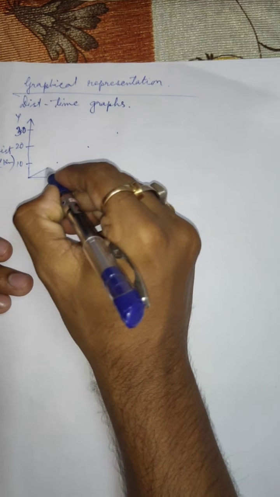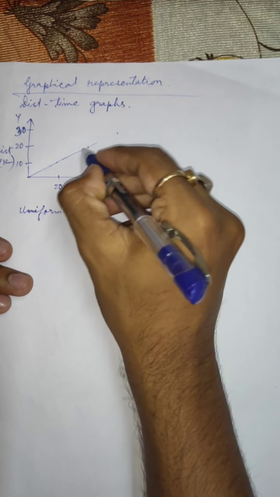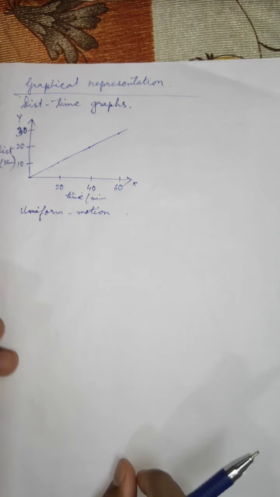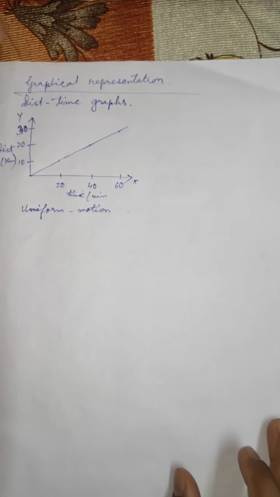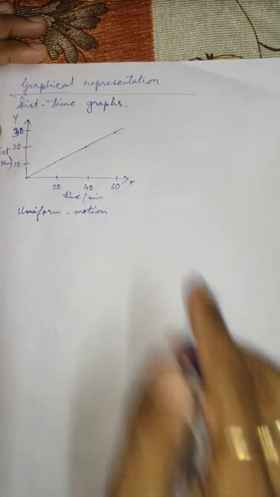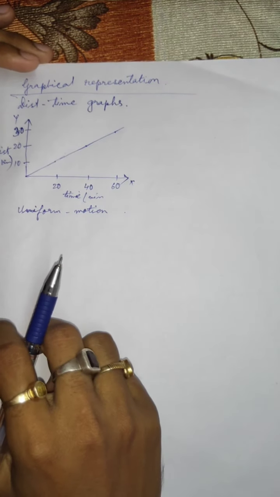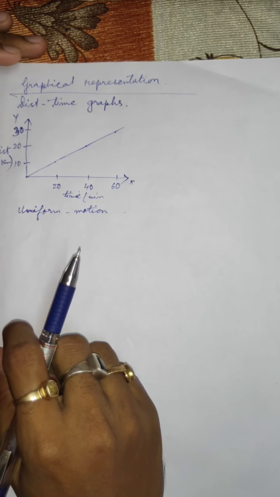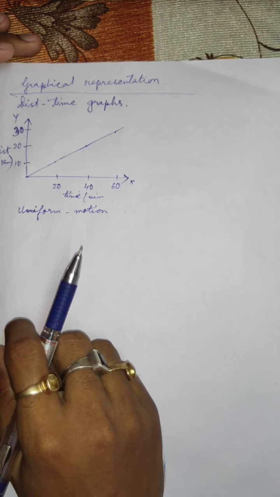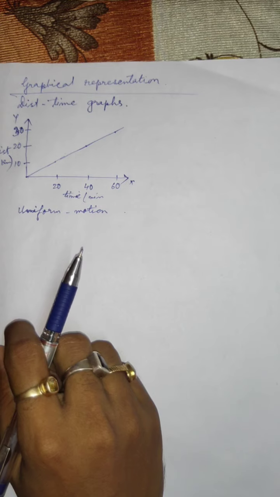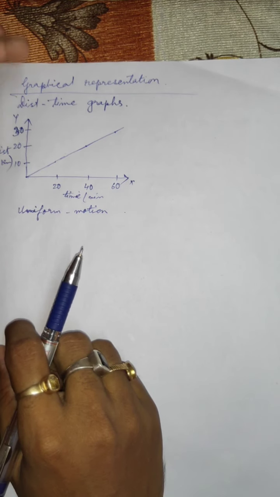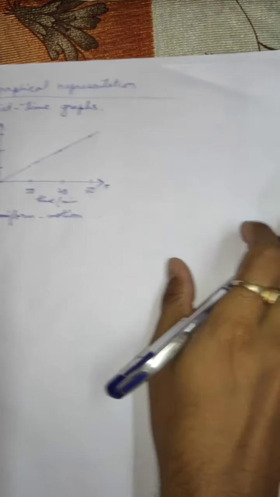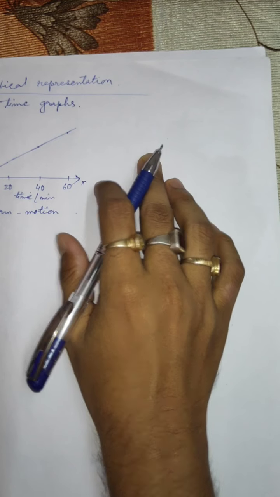So if I plot this graph, it will be simply a straight line like this, which is making an angle with the x-axis. So this will be the representation of the distance time graph of an object in uniform motion, simply a straight line. But let us see the case of non-uniform motion.